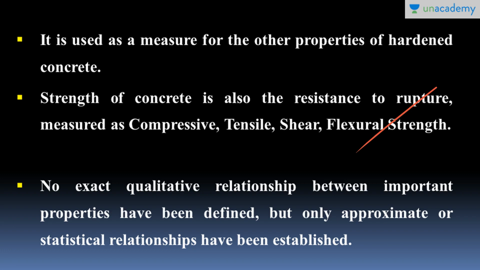No exact qualitative relationship between important properties has been defined, but only approximate or statistical relationships have been developed. That means no exact relationship could be put forward between compressive strength and flexural strength, compressive strength and tensile strength, compressive strength and modulus of elasticity, wear resistance, fire resistance, or permeability. They were not able to put forward clear-cut relationships between all these properties, only statistical and approximate relationships.